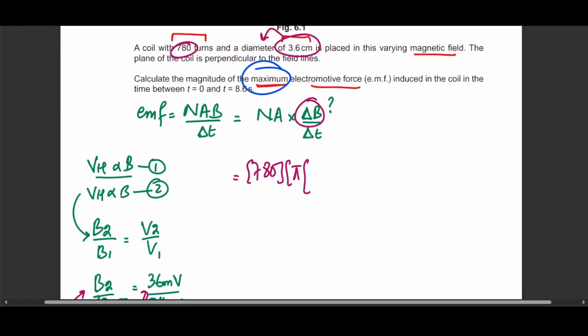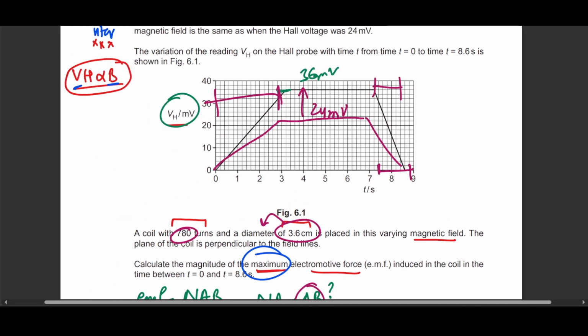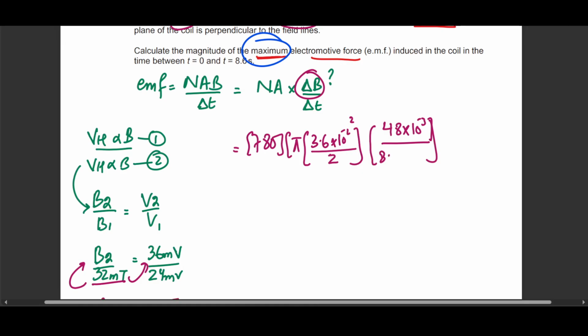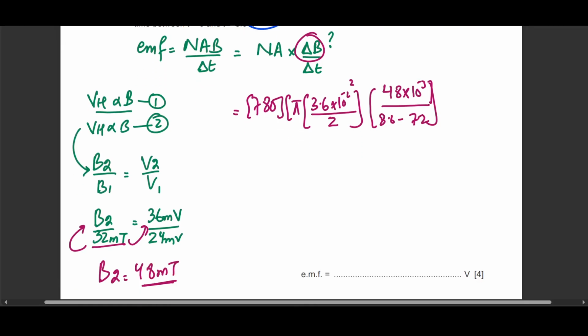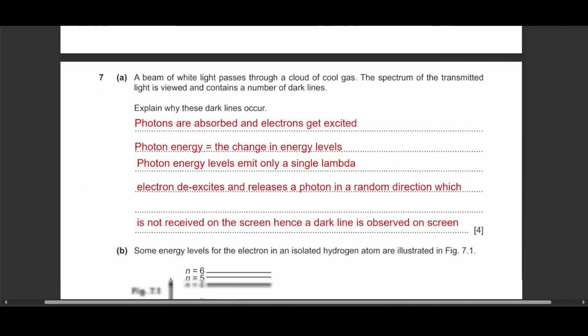So this is pi into (3.6 into 10 raised to the power minus 2 divided by 2) whole square, that is pi r square, multiplied by the change in magnetic field, that is 48 into 10 raised to the power minus 3 millitesla, divided by how long it took for this to happen. So it changes from 7.2 and goes up to 8.6, so a time difference of 8.6 minus 7.2, right? When you solve this completely, this comes out as 0.0272, which becomes 0.027. I hope you understand this.